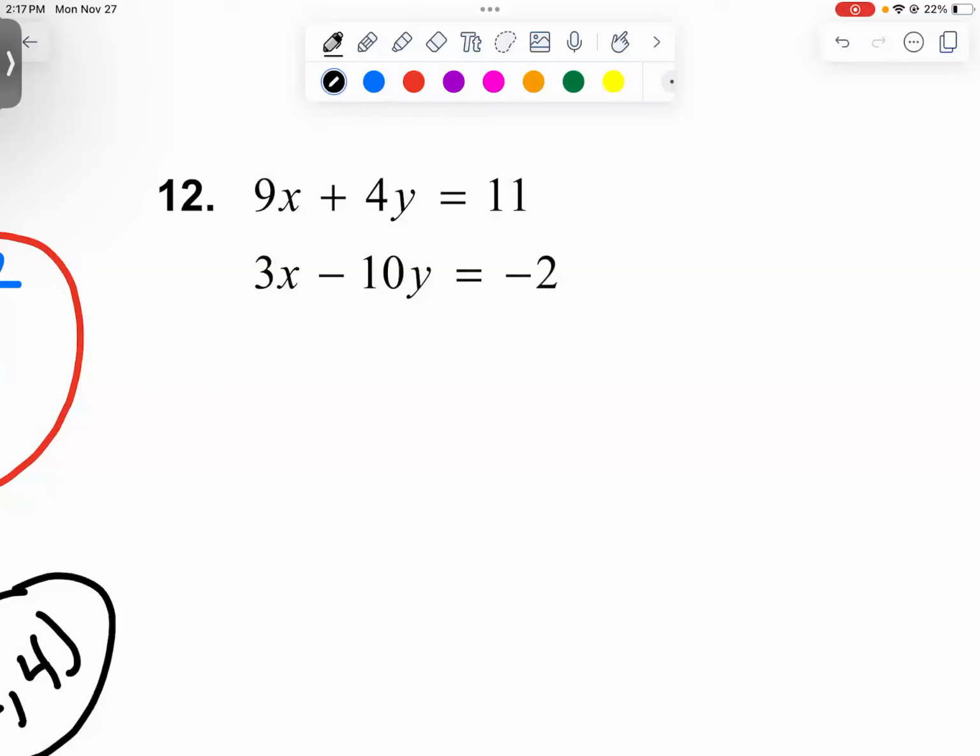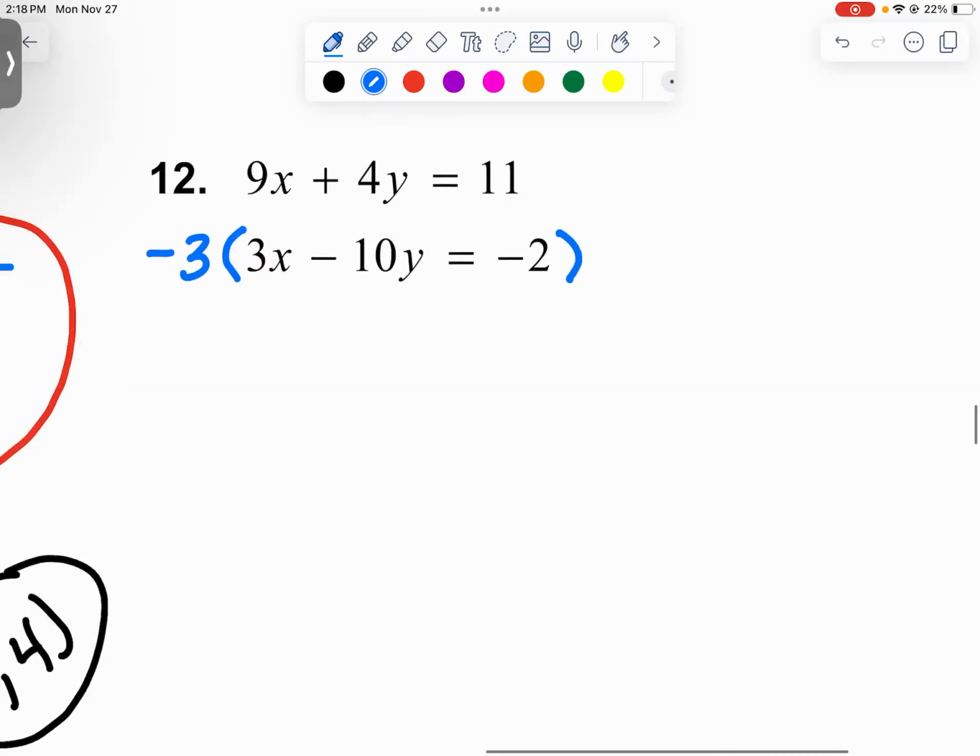Some of you are getting really grouchy, and then stopping instead of pushing through. We need one set of variables to be opposite. Is that the case right now? No. Would it be easier to choose X's or Y's? X's, because we have 9 and 3. All we would have to do is multiply this second one by a -3, and then our X's would be opposite.